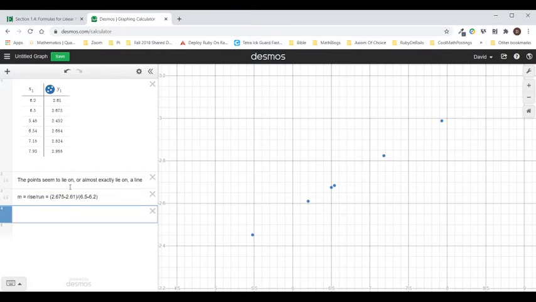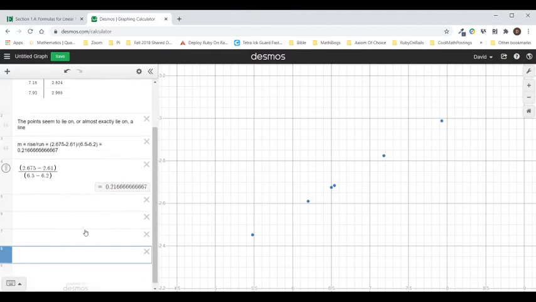So I'm just going to go to the next line. 2.675 minus 2.61 divided by 6.5 minus 6.2. And you can see that it's equal to 0.216667. So I'll just put this in here for now, equals 0.21, lots of sixes. It doesn't really matter. I'm hoping I can copy this one later on. We'll see. Now we want the equation of the line. I'm going to come down here, give myself a few more lines.